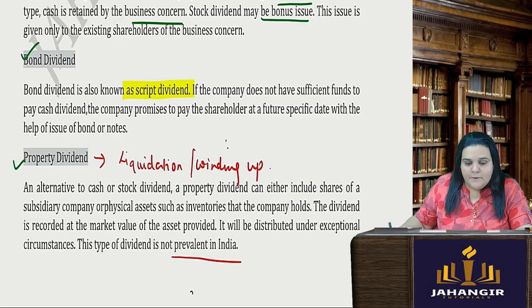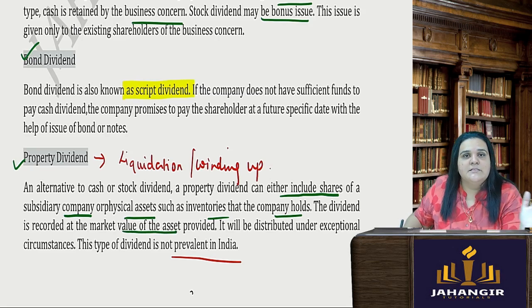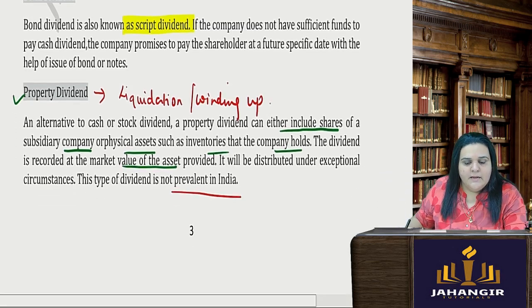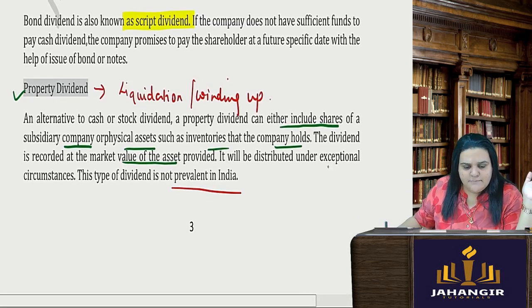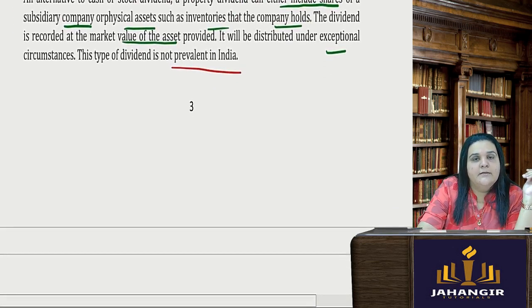A property dividend can either include shares of a subsidiary company or physical assets such as inventories that the company holds. The dividend is recorded at the market value of the asset which is provided. It is distributed under exceptional circumstances, liquidation, winding up, and it is not prevalent in India.